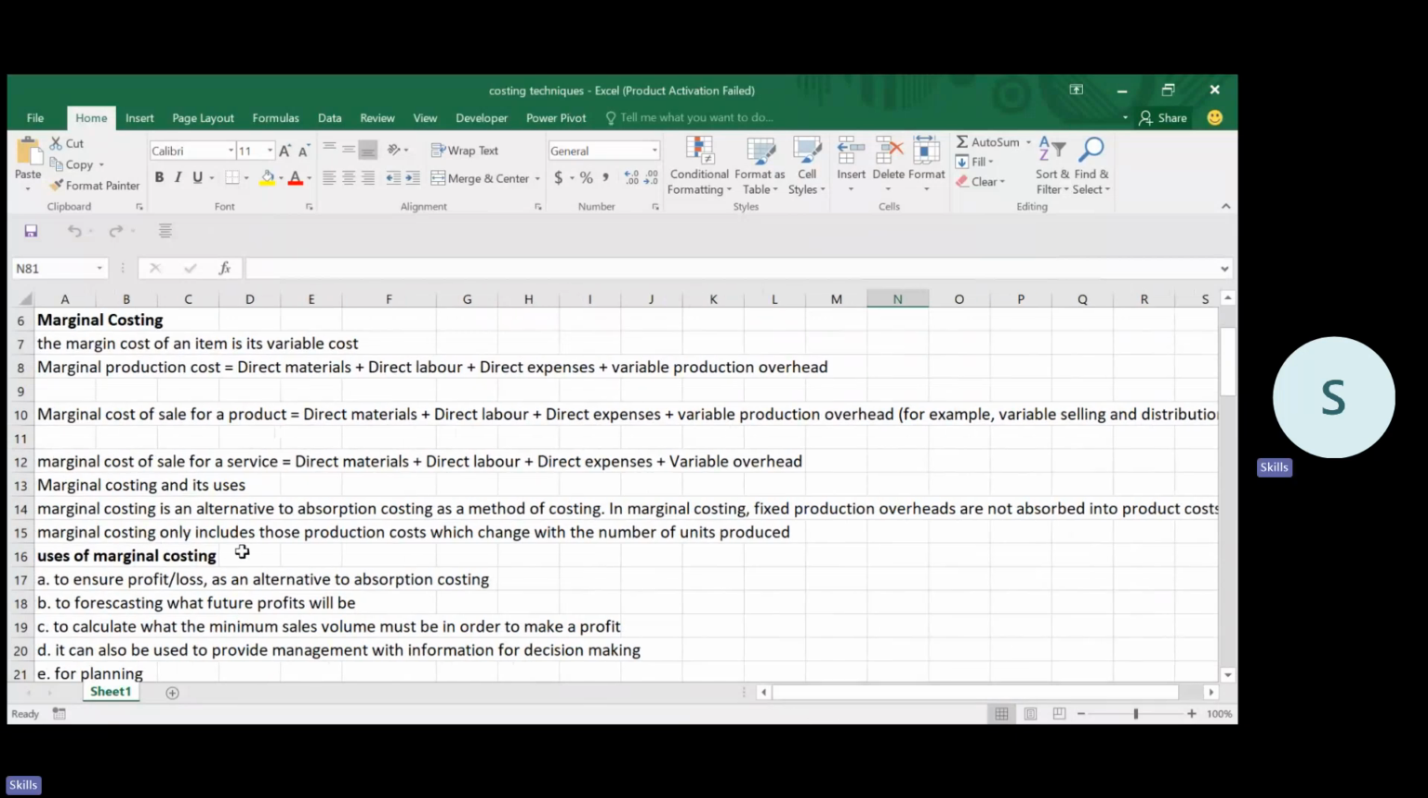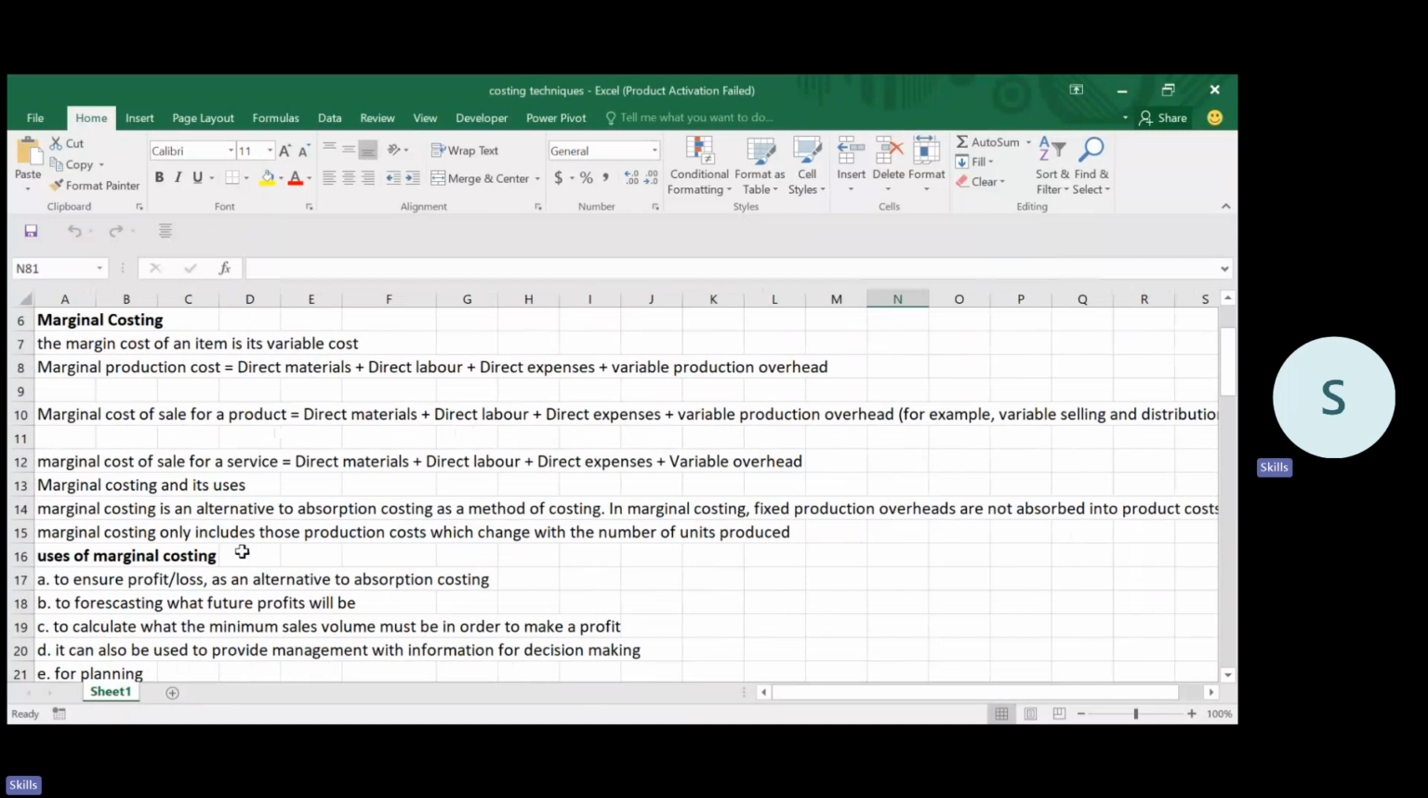Marginal costing only includes those production costs which change with the number of units produced. So this is telling you that marginal costing only includes variable costs. Unlike absorption costing, which takes care of the fixed costs, marginal costing only considers the variable cost in the production process.